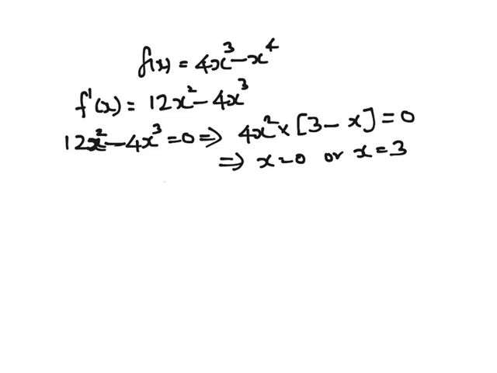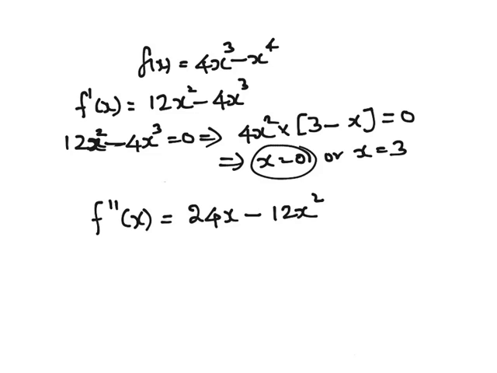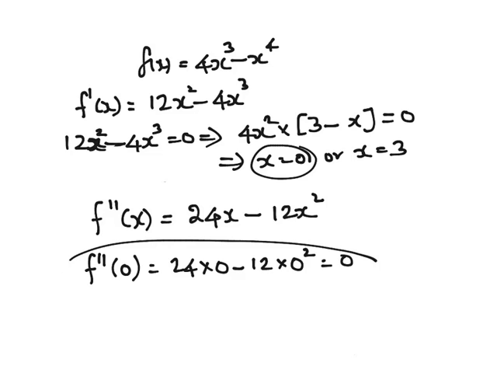Okay, so f double dash of x will be 24x minus 12x squared. Let me substitute the 0, which is a stationary point of inflection, in the second derivative. So f double dash of 0 is 24 into 0 minus 12 times 0 squared, which is nothing but 0. So as you can see, the second derivative is also 0, right?